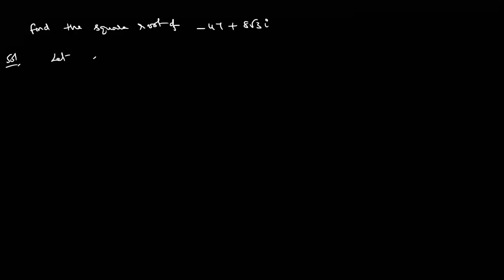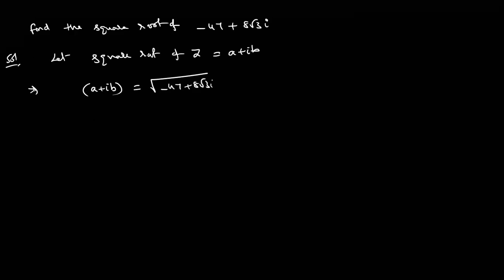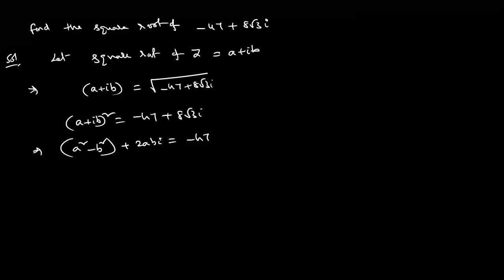Let the square root of the complex number z be a plus ib. What is the case given? A plus ib is equal to root over minus 47 plus 8 root 3 i. Squaring on both sides, we get a square minus b square plus 2abi. Comparing real and imaginary parts.